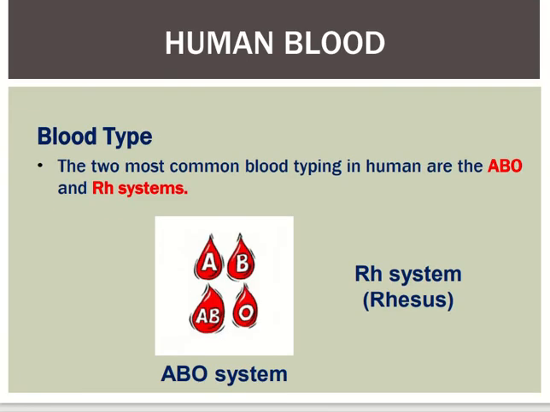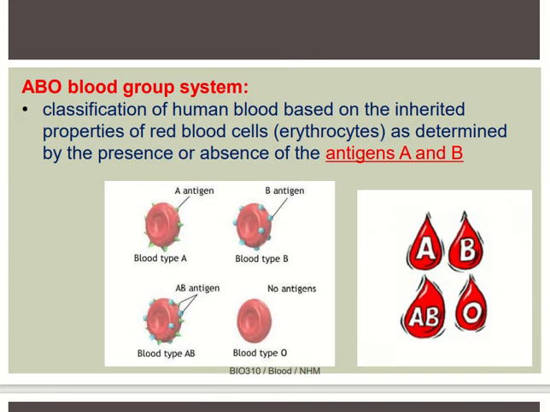In human blood types, there are two most common blood typing systems that you can find in humans, which are the ABO system and the rhesus system. The ABO blood group system classifies human blood based on the inherited properties of the red blood cell only, not including the white blood cells, plasma and so on, and it is determined by the presence or absence of antigen A and antigen B.